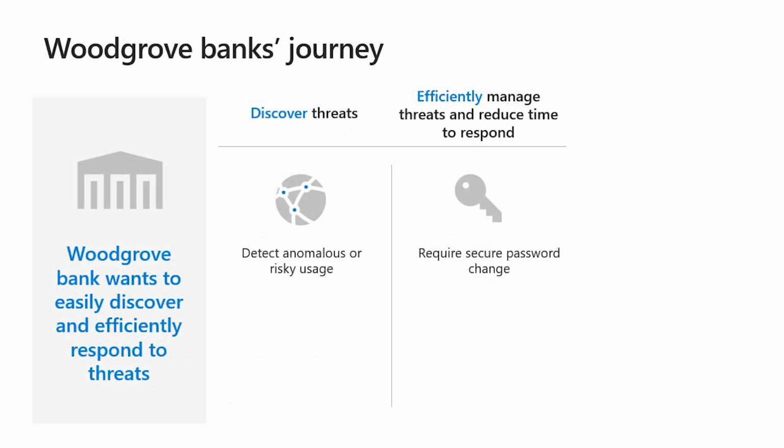Woodgrove Bank IT is unable to keep up with the high demand as the entire company is working from home. To efficiently manage their environment and reduce the time to respond to threats, Woodgrove Bank wants to automate threat response. Nitika, the IT admin at Woodgrove, discovers the alerts produced via Identity Protection. Then she automates the threat response by enabling a user risk policy to require secure password change.